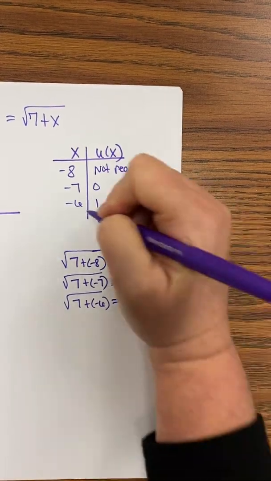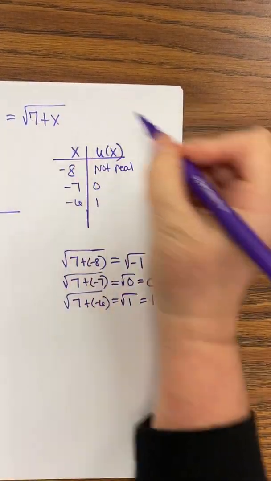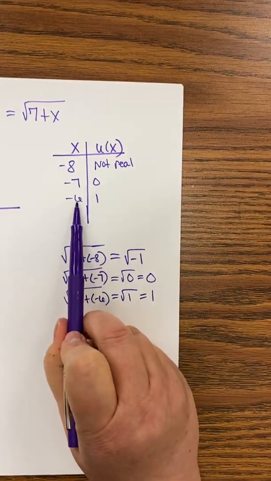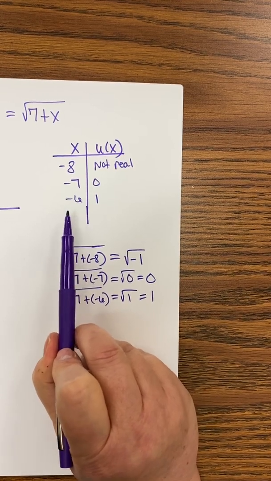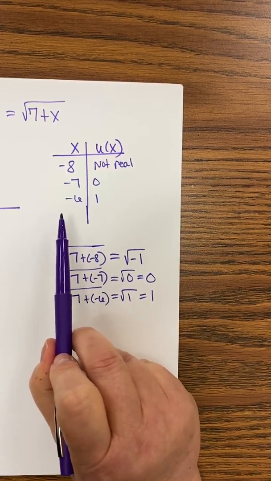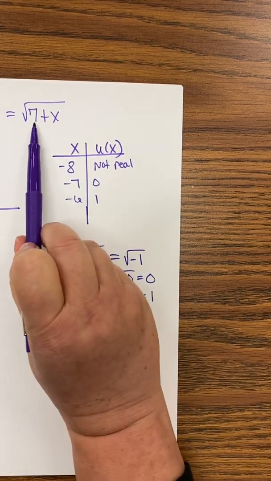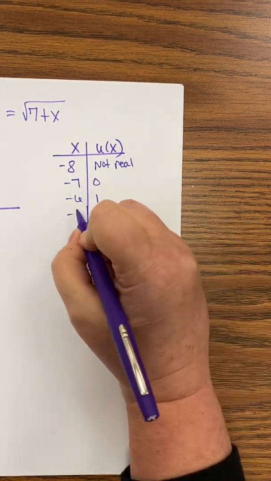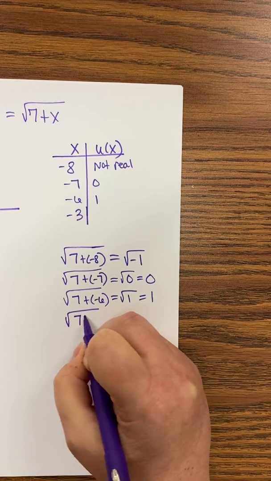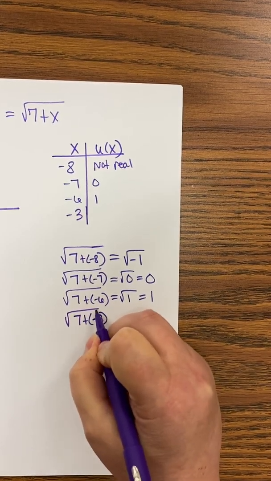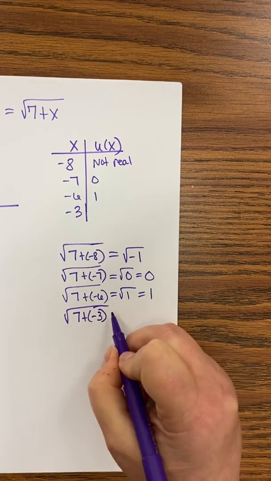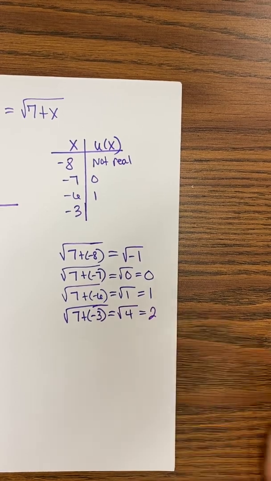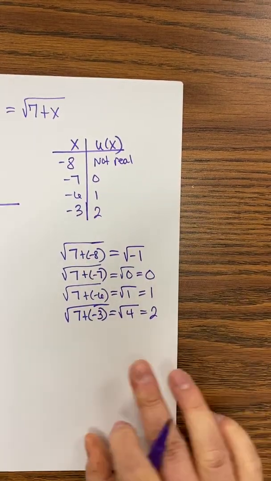Let's do one more. Remember, these are square roots, so you want to stay with perfect squares. What could we subtract? Don't just go to 5, because 7 minus 5 is 2, and that's not a perfect square. What could we subtract from 7 that would give us a perfect square? What about 3? If I do 7 plus -3, that gets me a 4, which is a perfect square. The square root of 4 is 2. Now I can kind of see what this graph is going to look like.